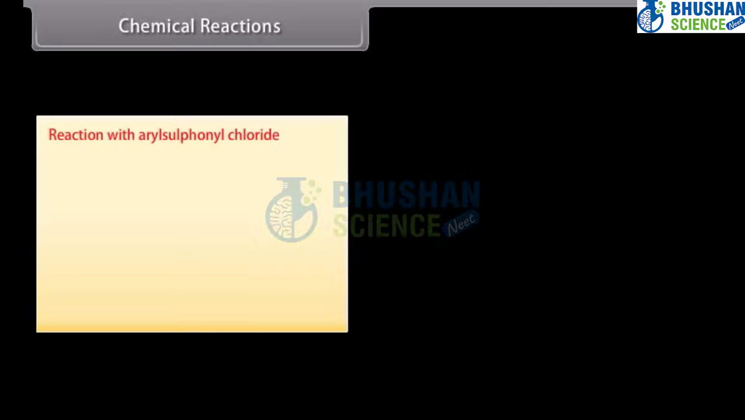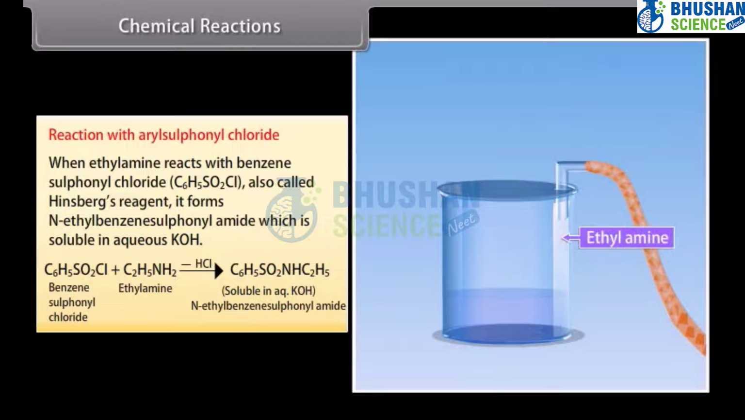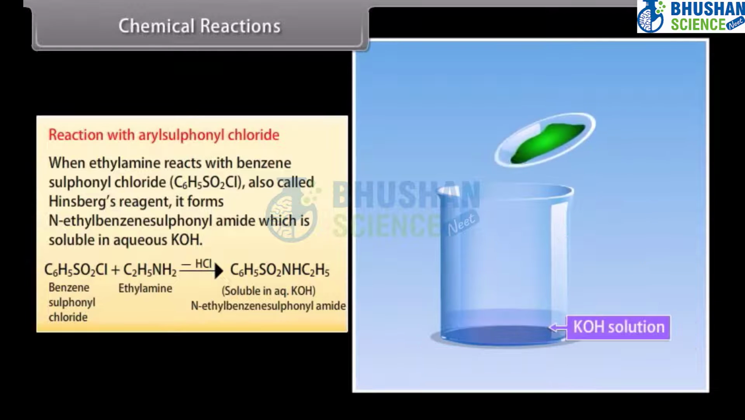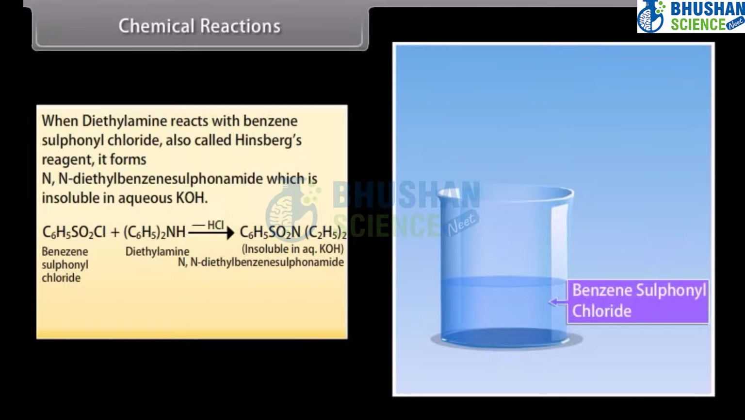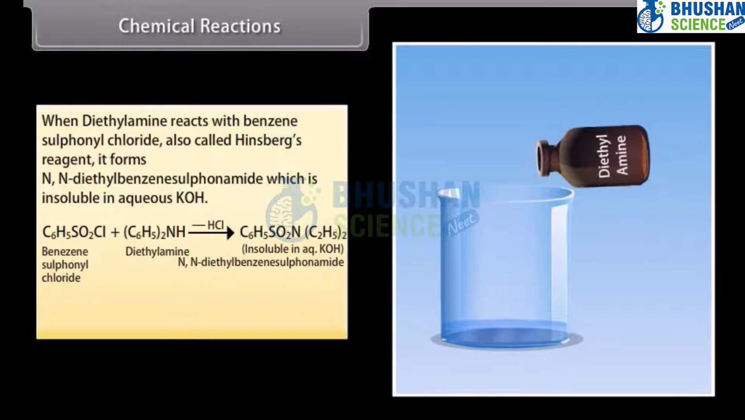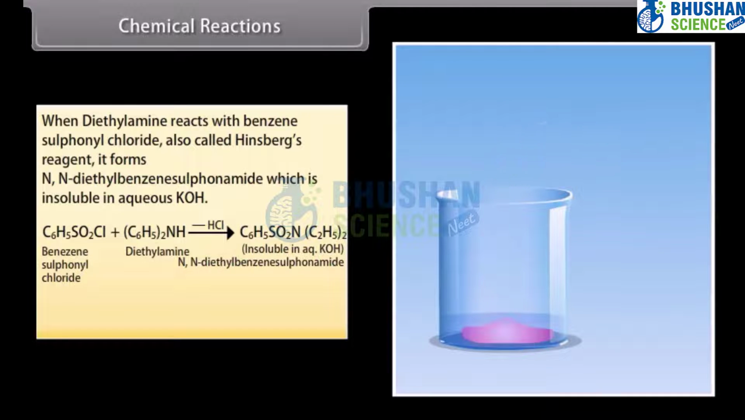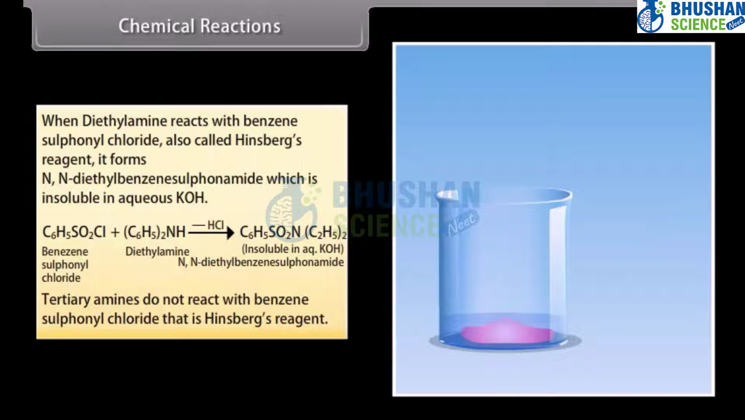Reaction with aryl sulfonyl chloride. When ethylamine reacts with benzene sulfonyl chloride, also called Hinsberg's reagent, it forms N-ethylbenzene sulfonamide, which is soluble in aqueous potassium hydroxide. When diethylamine reacts with benzene sulfonyl chloride, also called Hinsberg's reagent, it forms N,N-diethylbenzene sulfonamide, which is insoluble in aqueous potassium hydroxide. Tertiary amines do not react with benzene sulfonyl chloride, that is, Hinsberg's reagent.